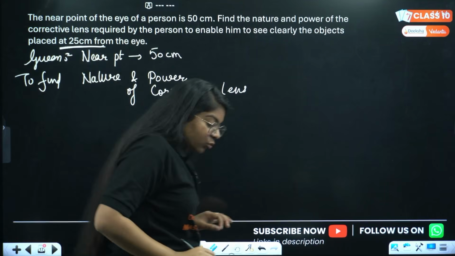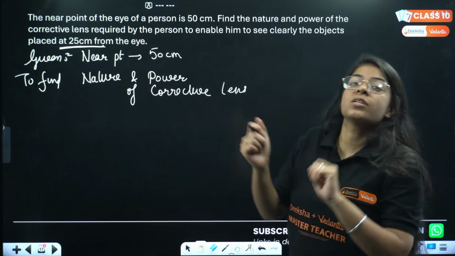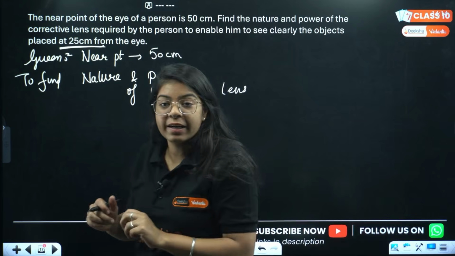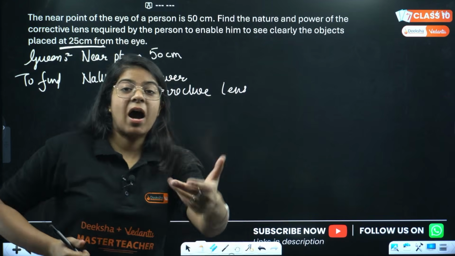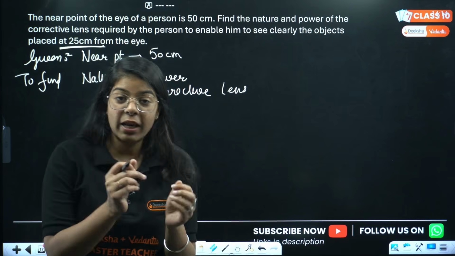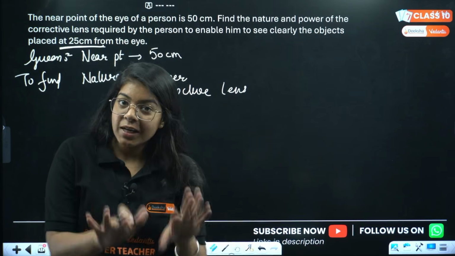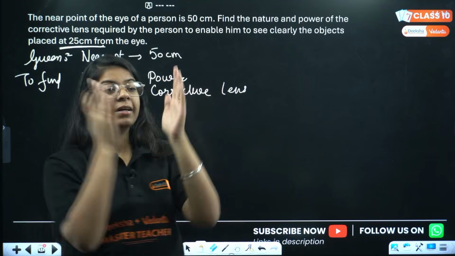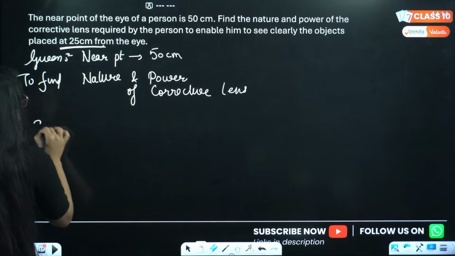Now, how to decipher what is U and what is V? Right? And what do we have to find? We have to find the nature and power. How do we find power? Focal length. For focal length, we should know U and V to put in the lens formula. That's how you think. Right? Now, on to the solution.